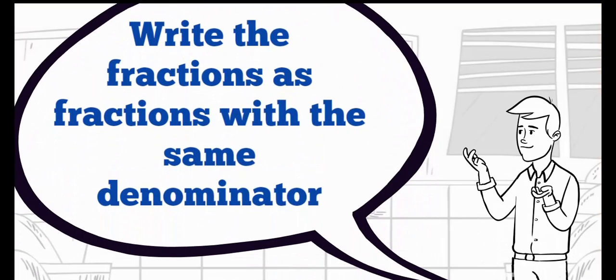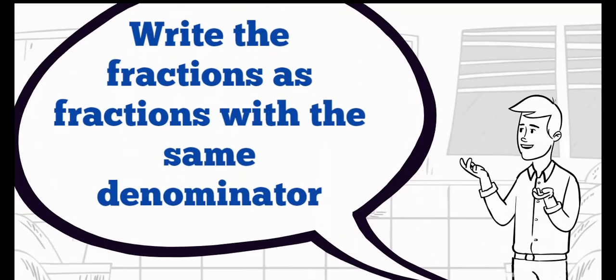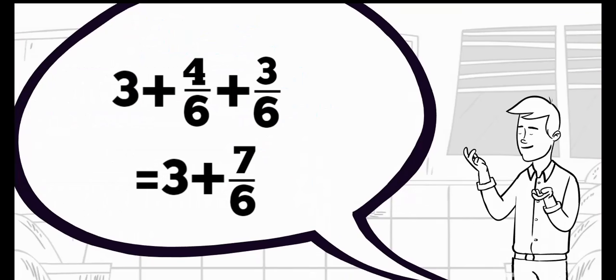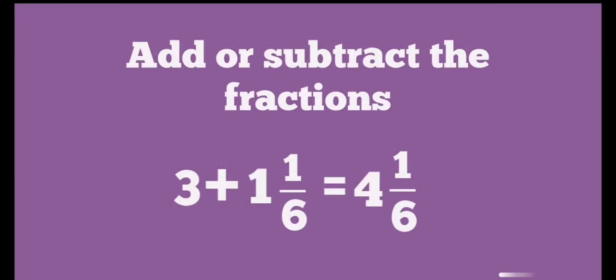Write the fractions as fractions with the same denominator. 3 plus 4 over 6 plus 3 over 6 equals 3 plus 7 over 6. Add or subtract the fractions. 3 plus 1 and 1/6 equals 4 and 1/6.